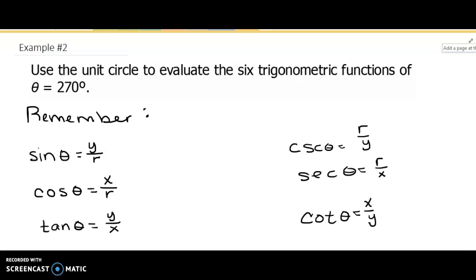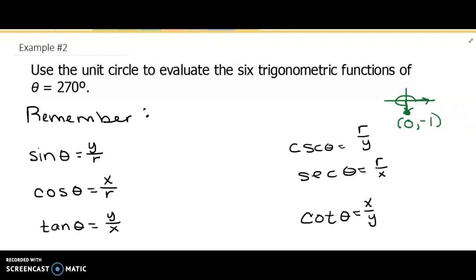Okay, so let's look at example 2 now, and it says use the unit circle to evaluate the 6 trigonometric functions of 270 degrees. So if we were to draw 270 degrees in standard position, it'd be here, down, and we would stop here, right here on the y-axis. And if you remember, our unit circle has a radius of 1, so our point here would be (0, -1).